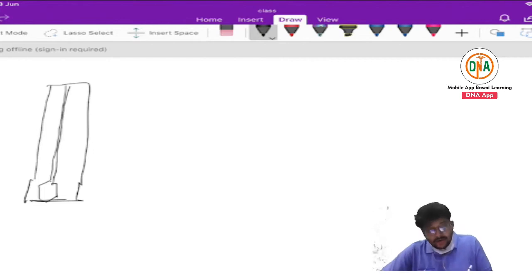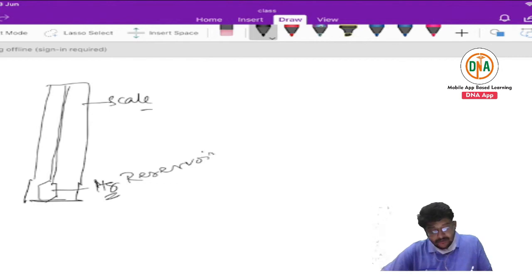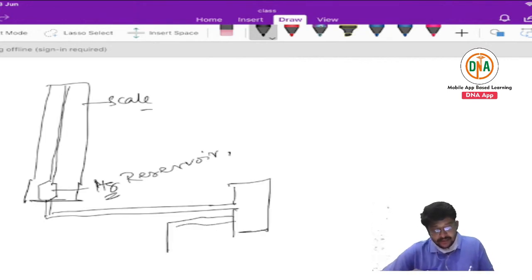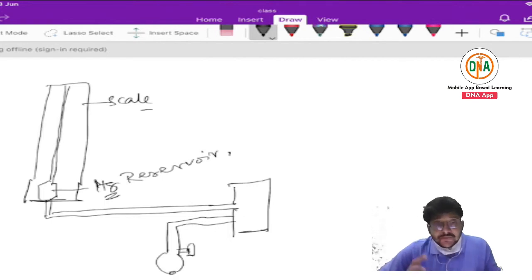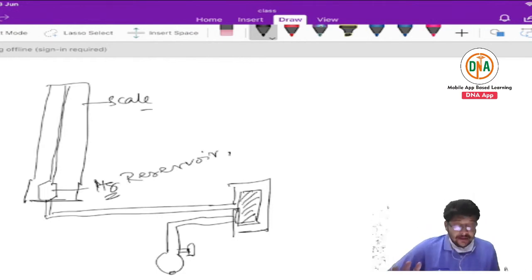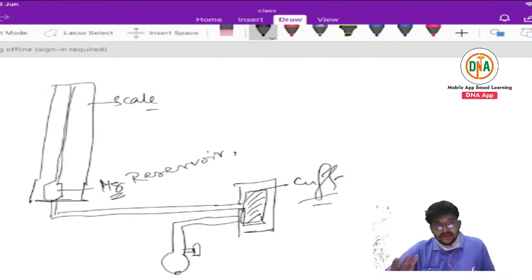So this is a sphygmomanometer. That's the scale, and this is the mercury reservoir, the Hg reservoir. From the mercury reservoir, one pipe or connector comes to the cuff, and from the cuff another pipe or connector goes onward. So that's all about the sphygmomanometer circuit. Yes, I admit it's not a very beautiful picture, but it's functionally okay. This is known as the blood pressure cuff.